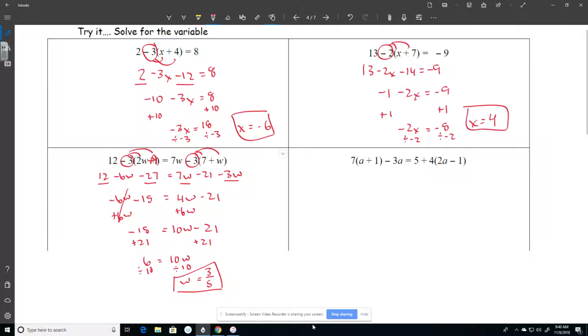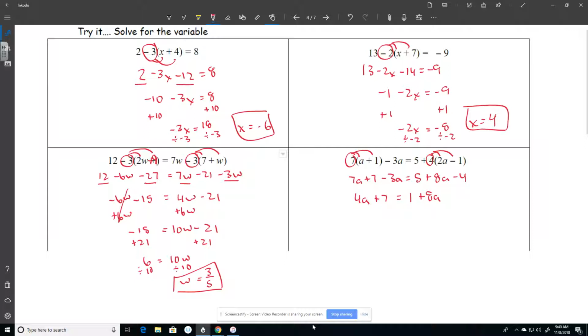Okay, on the second one, I've got a lot of distribution to do. 7 distributed to the a plus 1, so 7a plus 7 minus 3a equals 5 plus 4 distributed to 2a minus 1. 4 times 2a is 8a. 4 times negative 1 is negative 4. So combining like terms, 7a minus 3a is 4a's plus 7. 5 minus 4 is 1 plus 8a.